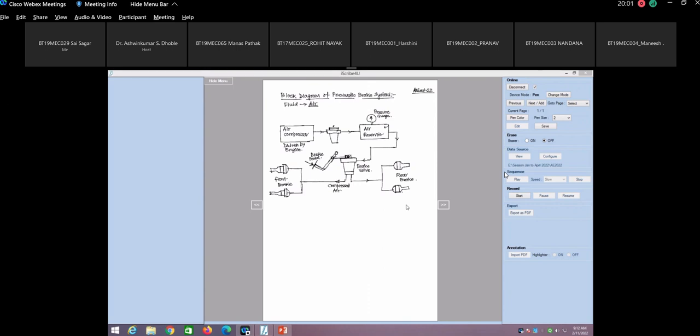Evaporator, air filter. Okay. Saurav has given answer. Prajwal. What about others?